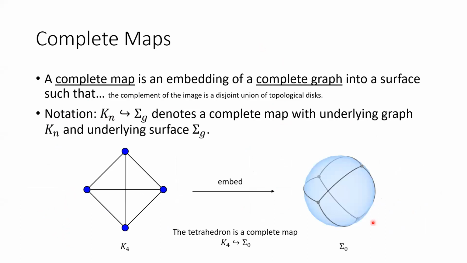And a complete map is an embedding of a complete graph into a surface such that the complement of the image is a disjoint union of topological disks. So the notation Kn embedded inside of sigma g denotes a complete map with underlying graph Kn and underlying surface sigma g. So the tetrahedron that we saw in the slide about Platonic solids is an example of a complete map because the underlying graph is a complete graph on 4 vertices and it's being embedded inside of the sphere. So we would denote this tetrahedron as a complete map as K4 embedded inside of the sphere, sigma 0.